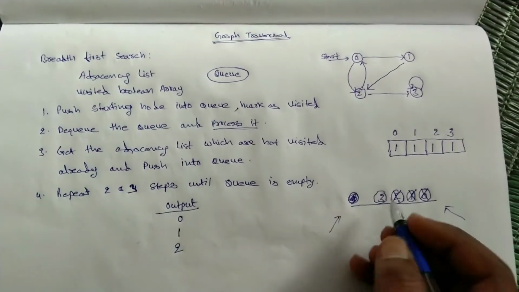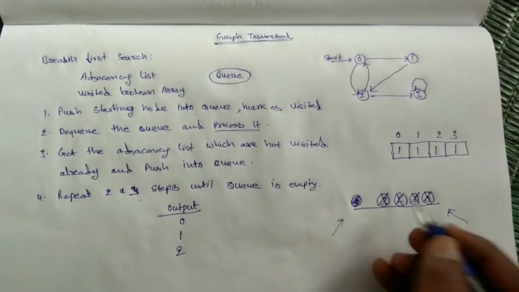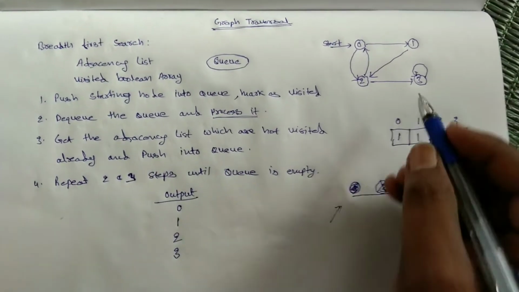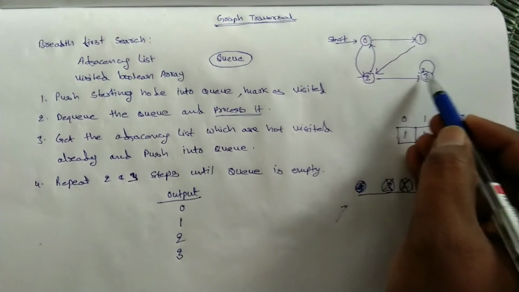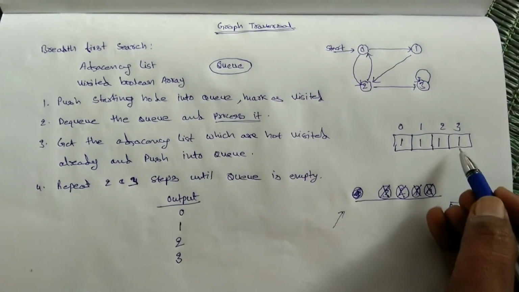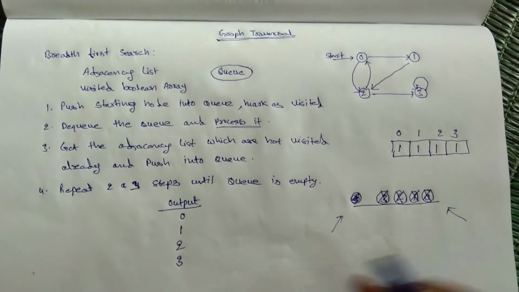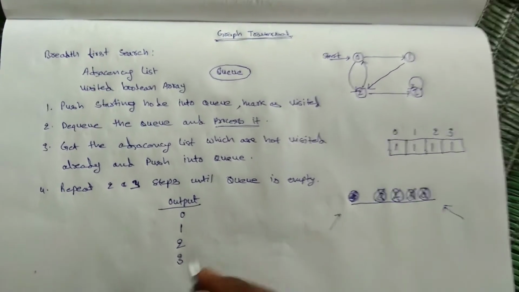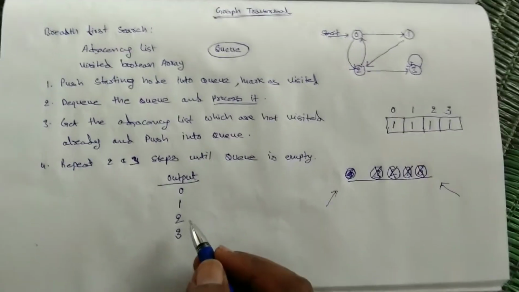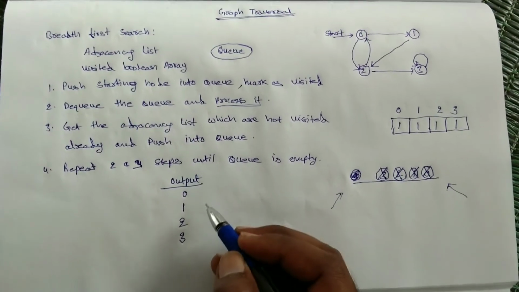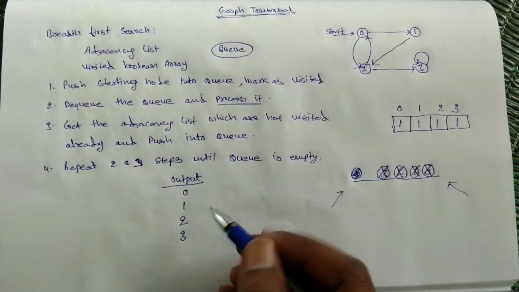Then again we will dequeue 3, process it and find it has itself in its adjacency list, which is already marked as visited, so we won't push anything. So now the queue became empty, so here we stop the algorithm. So this is the output of the breadth first search algorithm.